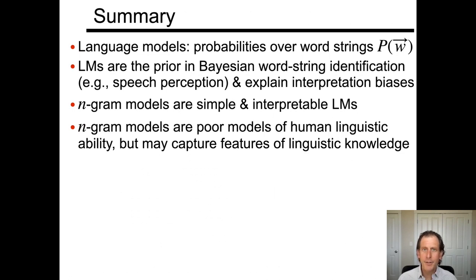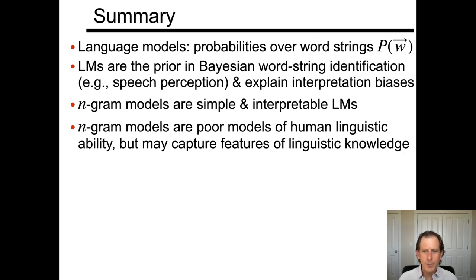So, to summarize everything we've covered today, language models are probabilities over word strings. These are a fundamental key component of both scientifically studying human language processing and also natural language technology. They naturally serve as a prior for Bayesian word string identification accounts, for example, speech perception, and we've seen that they can explain interpretation biases. They are simple and interpretable language models. We saw that interpretability when we were looking at bigrams and collocations.